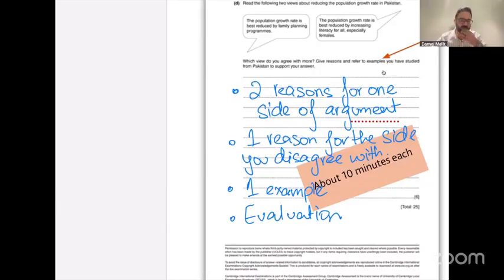4 marks for the content, right? 4 marks for your argument. And then after the 4 marks for the argument, we will give an example. Now, the example can be for any of the 3 points which you have mentioned.